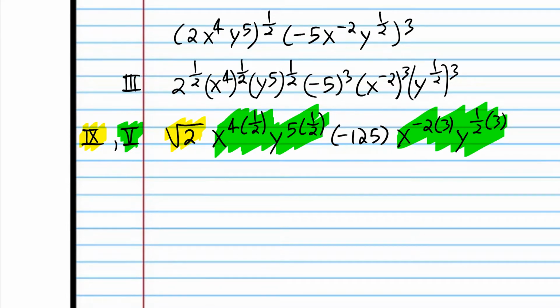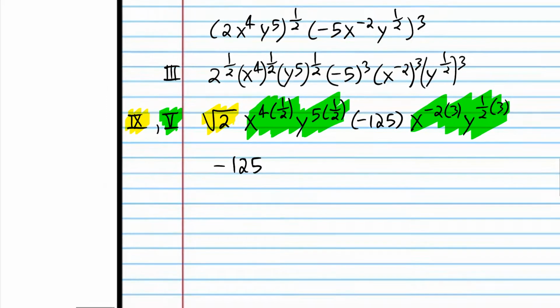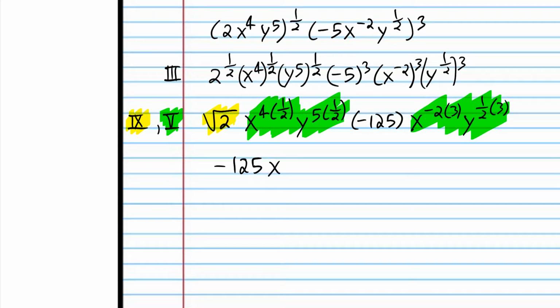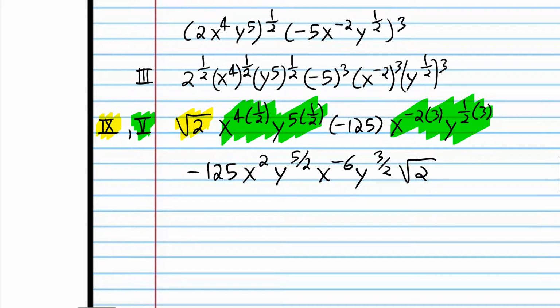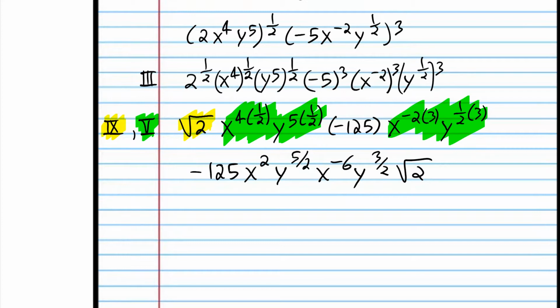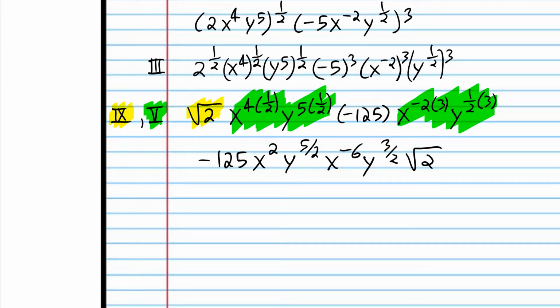Okay, so now it's typical to write the integer, the whole number first, and we're going to write the root 2 last. So let's multiply x to the 2nd, y to the 5/2, x to the -6, y to the 3/2, and then we can write our root 2. Again, that usually goes at the very right, the roots, or else it can get kind of confusing. Okay, so again, just double checking, everything looks right. So all we did was really simplify on that step, just move things around.